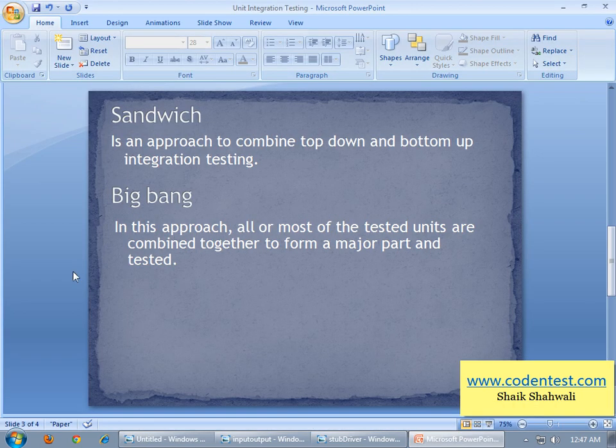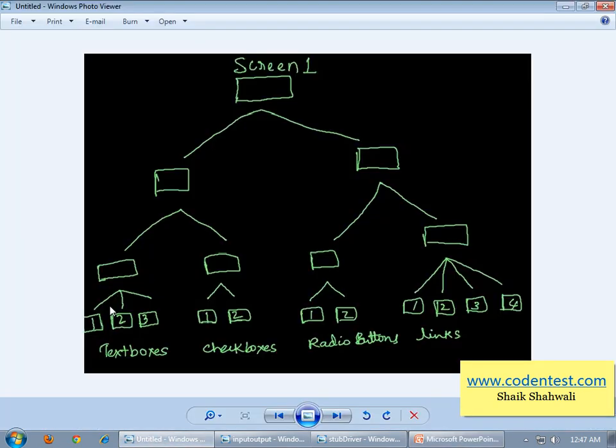And the other integration testing is Big Bang testing. In this approach, all or most of the units are combined together to form a major part and tested. In Big Bang testing we don't combine similar units and test them. What we do here is we take these 3 text boxes, 2 check boxes, 2 radio buttons and 4 links, and we combine them all together to form one large unit, and we test them.